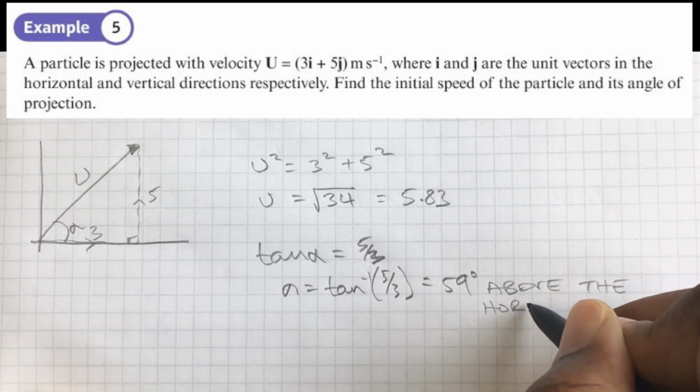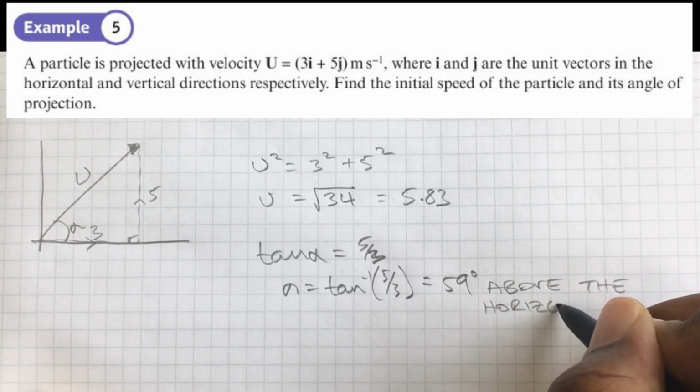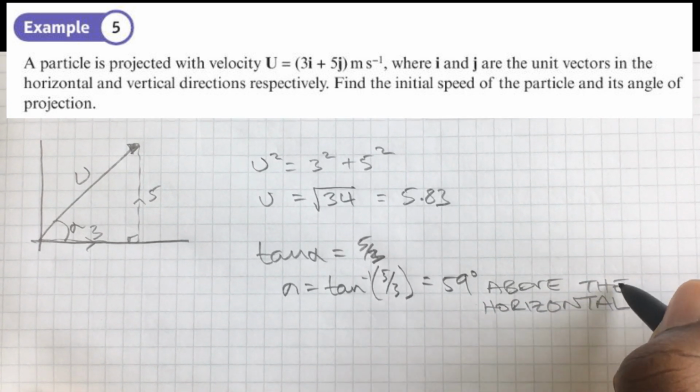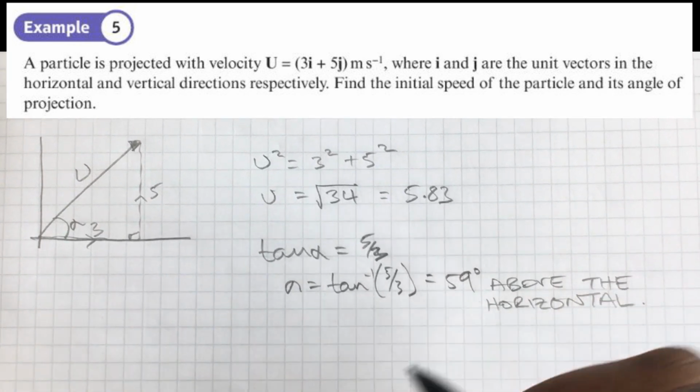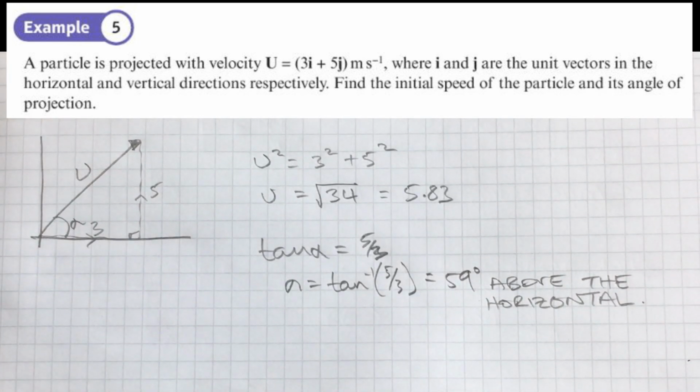Okay, be careful here just to indicate we're talking about above the horizontal. 59 degrees by itself is ambiguous. We might have been thinking of 59 below the horizontal, as in throwing something down. So just to clarify, always state whether it's above or below the horizontal.